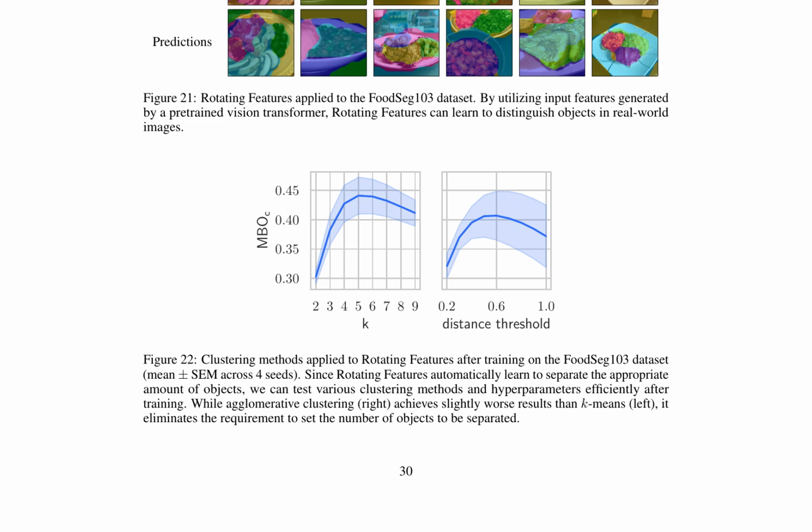The clustering methods are evaluated using a distance threshold, with k-means clustering achieving optimal results at a threshold of around 0.3 to 0.4, as shown in Figure 22. This suggests that rotating features can automatically learn to separate the appropriate amount of objects, allowing for efficient testing of various clustering methods and hyperparameters after training. Overall, this page highlights the capabilities of rotating features in real-world image datasets and demonstrates its potential for efficient object separation using clustering methods.